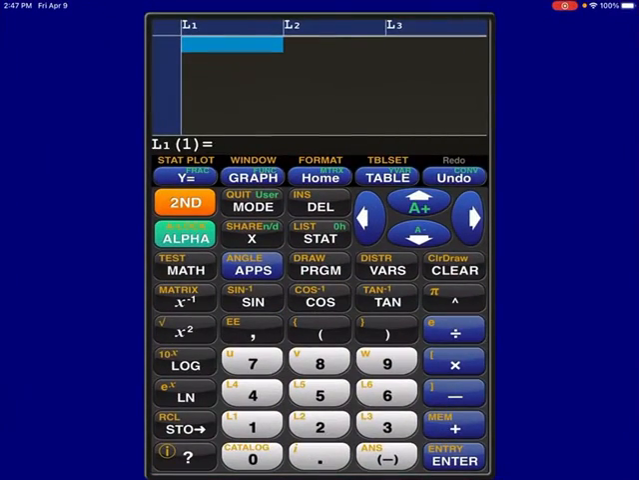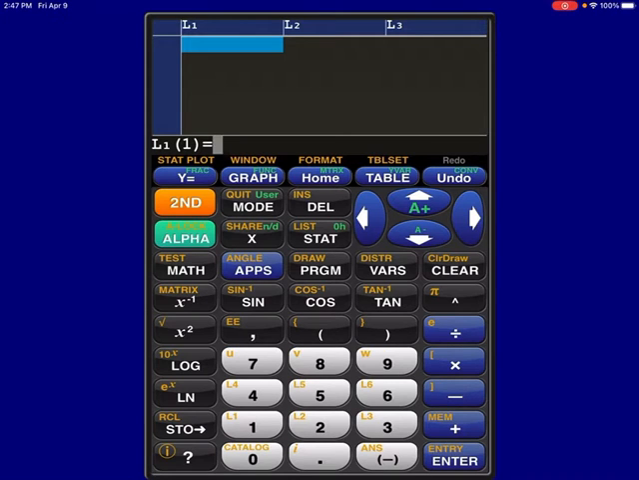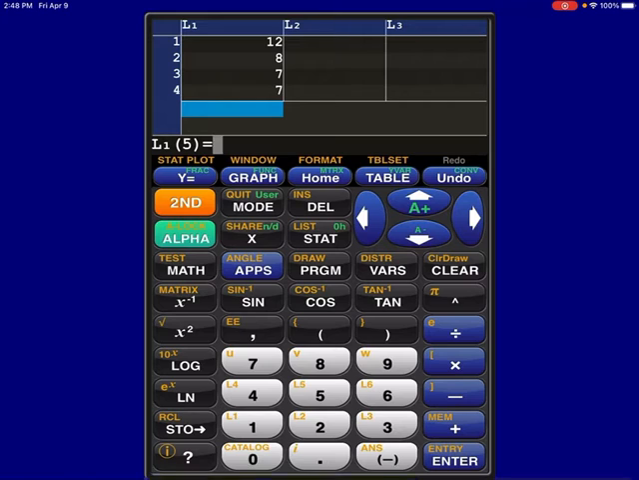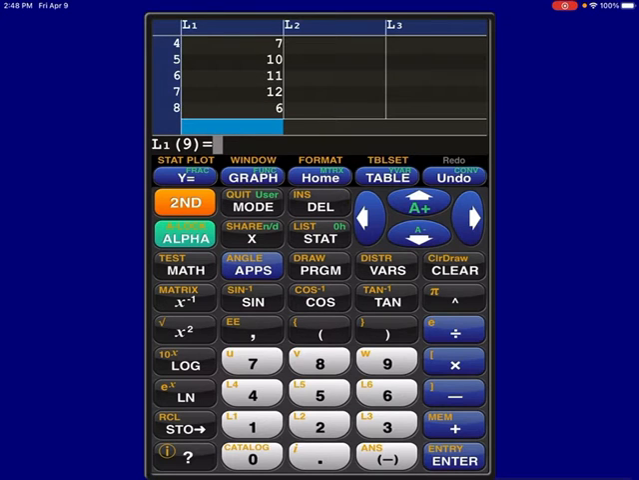So let me get my calculator going. Here it is. Just to give you a heads up on how I got here, I'm going to go to Stat, and go to Edit, and start entering my numbers for list 1. I wrote them down on a paper so I could enter them in. 12, 8, 7, 7 again, 10, 11, 12, 6, 11, 10, 6, 10, 9, 8, and 9. Okay, they're my 15 numbers.